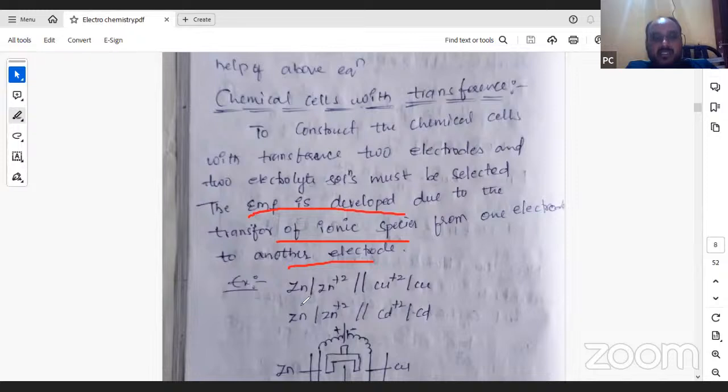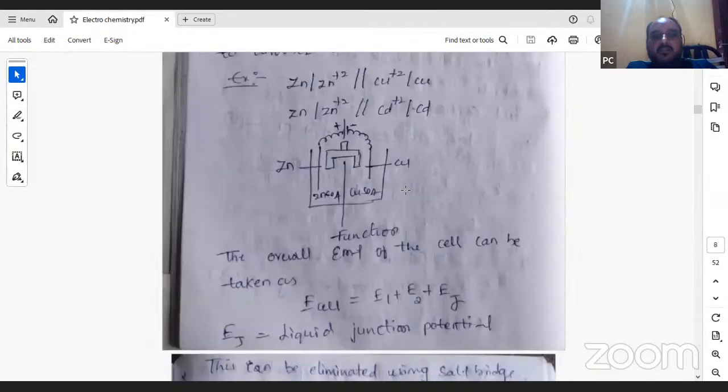Example, see here: one of the electrodes is the zinc electrode, which is dipped in zinc sulfate solution. The other electrode is the copper electrode, which is dipped in copper sulfate solution. The two solutions are zinc sulfate and copper sulfate. The zinc rod is dipped in zinc sulfate solution and the copper rod is dipped in copper sulfate solution. These two solutions are also connected with the salt bridge, right? Why are we using a salt bridge? What is the help of the salt bridge? We'll see.